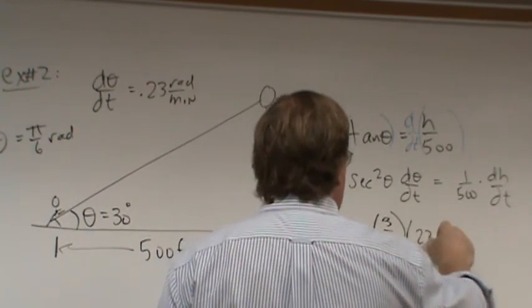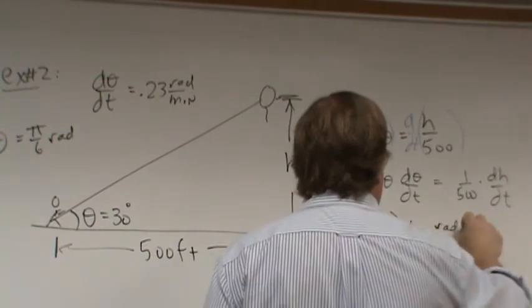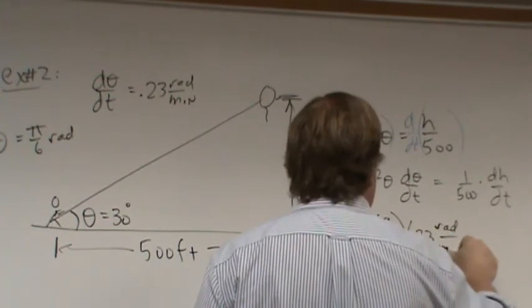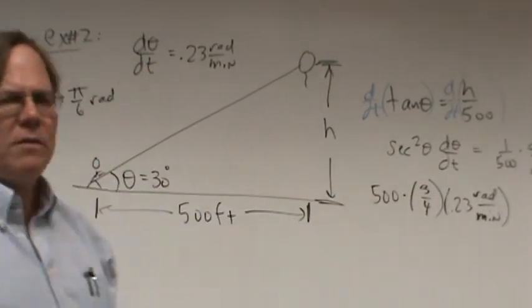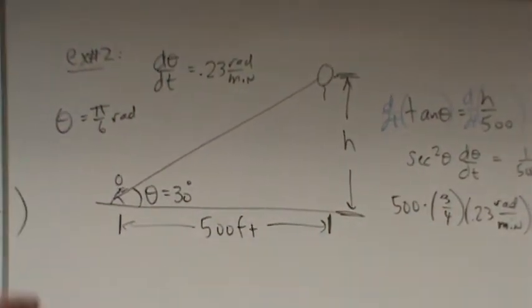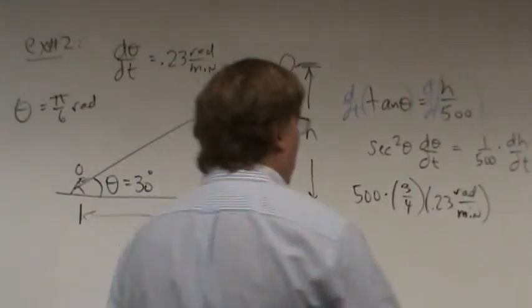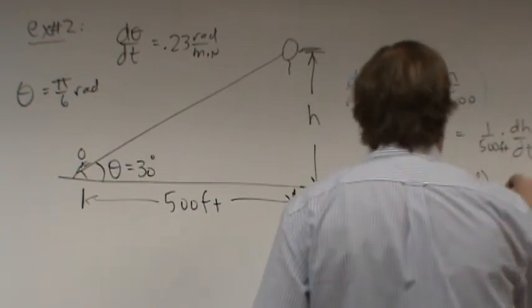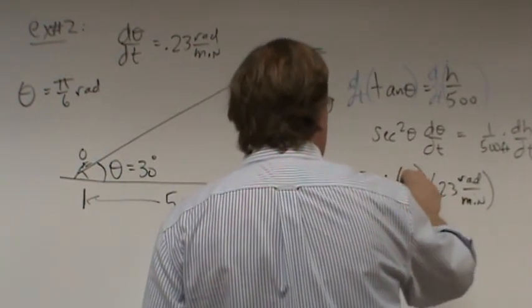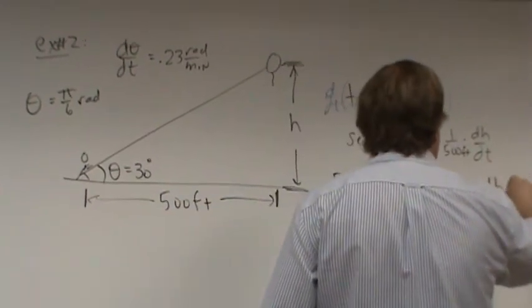d theta dt, they tell me, is 0.23, and this is radians per minute. By the way, trigonometric functions are unitless. Sine, cosine, tangent, secant, cosecant, cotangent, they're all unitless. And this 500 though, that 500 was 500 feet, right? 500 feet. And then this equals dh dt.